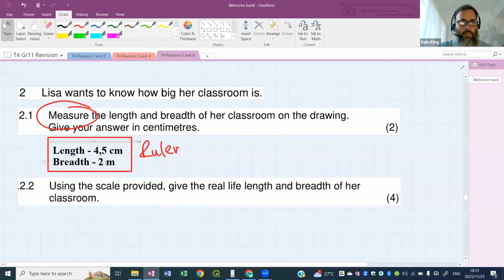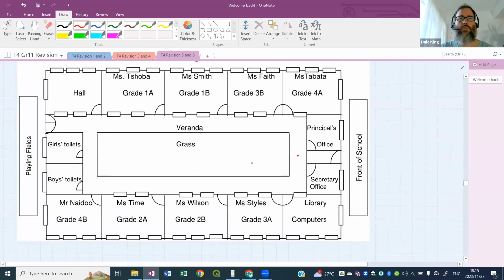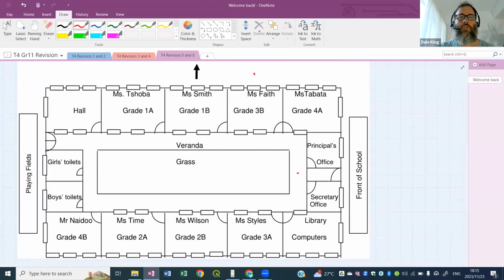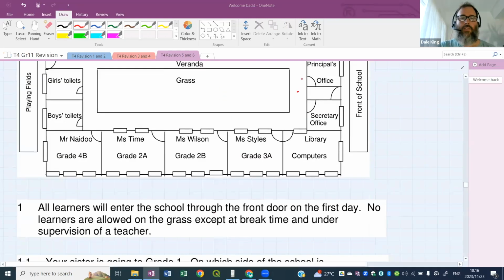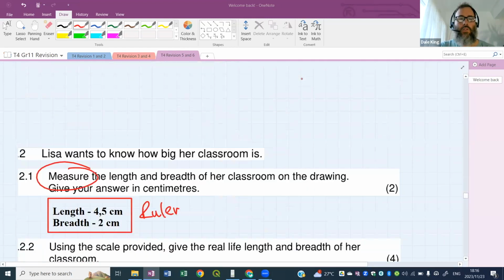I did not measure in meters, I promise you. I measured in centimeters. There we go. So I measured 4.5 centimeters for the length and 2 centimeters for the breadth. So if I go up to the drawing here, I can show you that the length of this classroom is 4.5, and the breadth of the classroom, or width of the classroom, same thing, is 2 centimeters. That's what I measured for you guys. Okay. All right. What do we need to do? So we've answered that question already. I've done it for you.